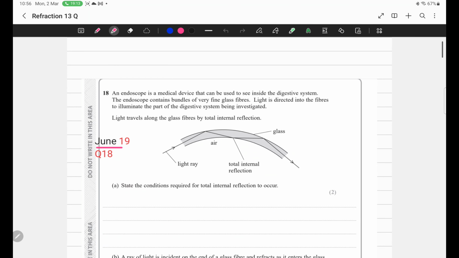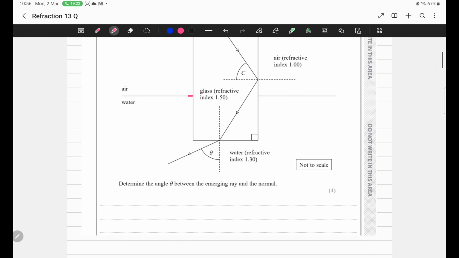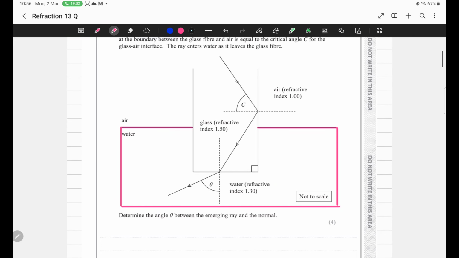Now the first question, June 19 2019, question number 18, and the mathematical part is this. This is water, the red boundary which I have drawn. And this is a glass block which is partially immersed into water.